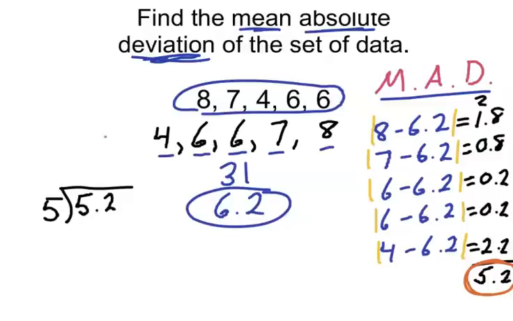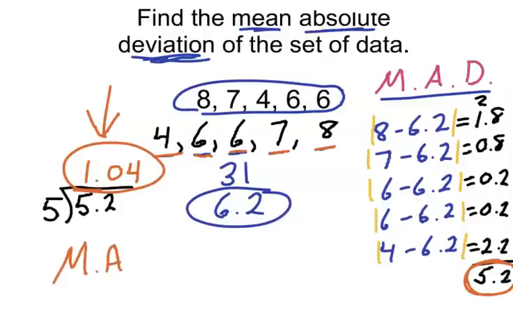So right over here, we have 5.2 divided by 5, because that's how many numbers are in the data set, right? So we're going to take 5.2 divided by 5, and that actually ends up being 1.04. Okay, so our MAD, or our mean absolute deviation, is 1.04. And what that means is you take the mean, which is this, and it would be very typical for a number to be about that far either higher or lower than 6.2 in that data set. Okay, so that's how you find mean absolute deviation.